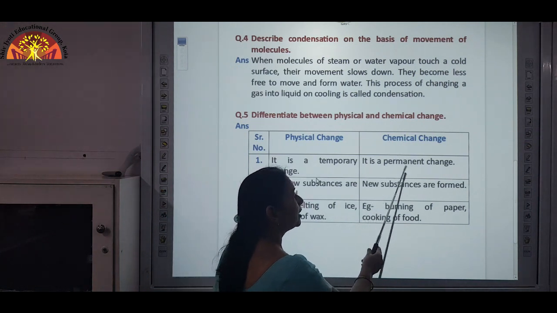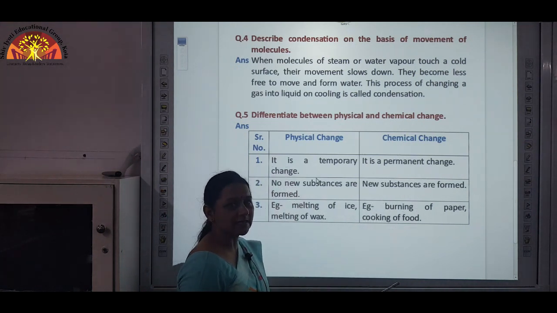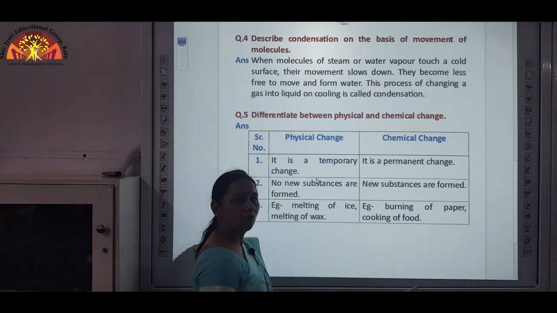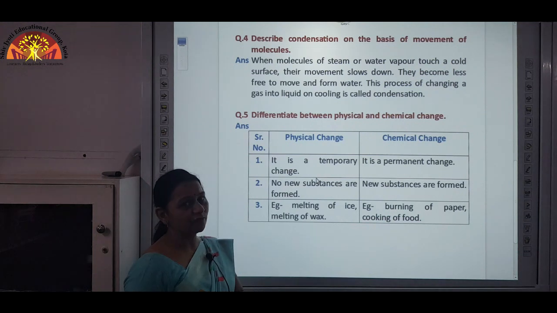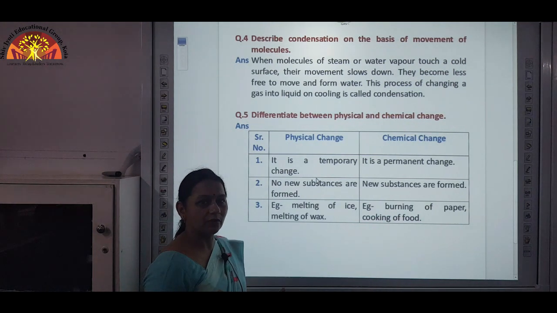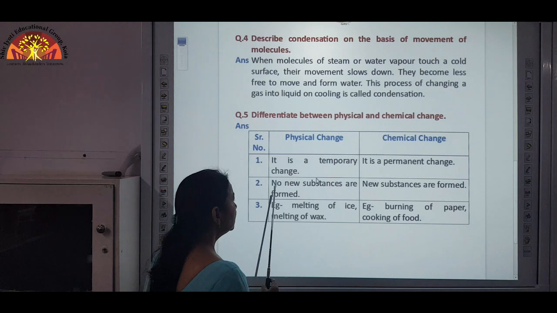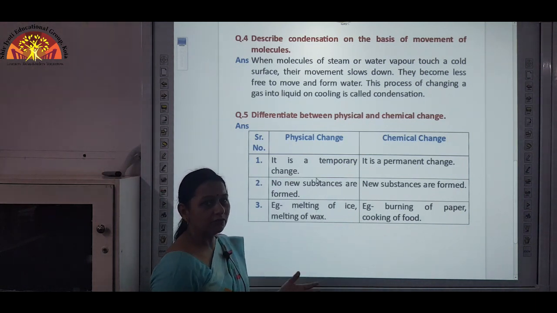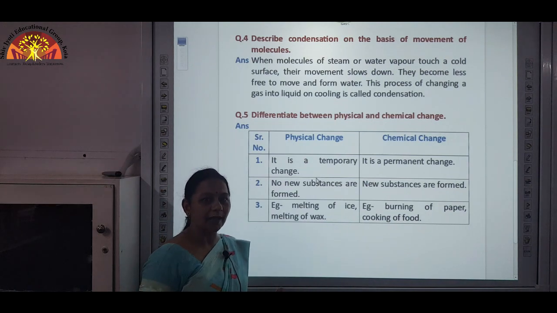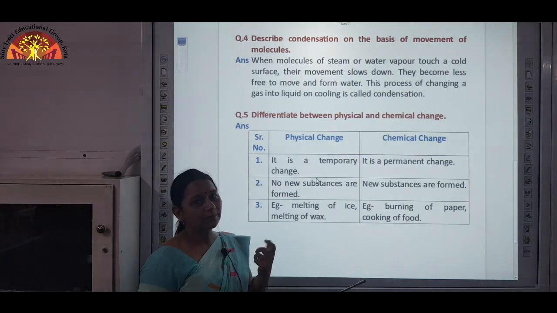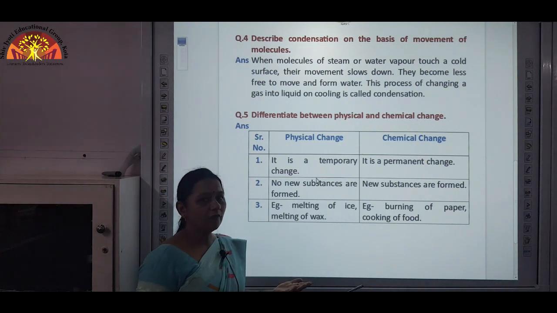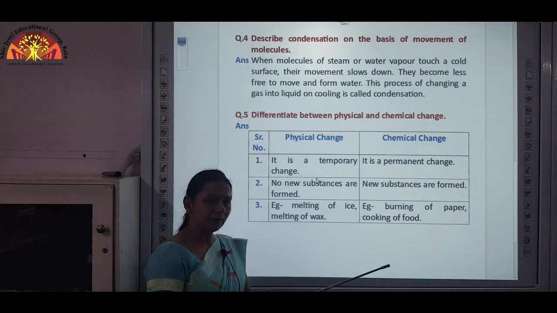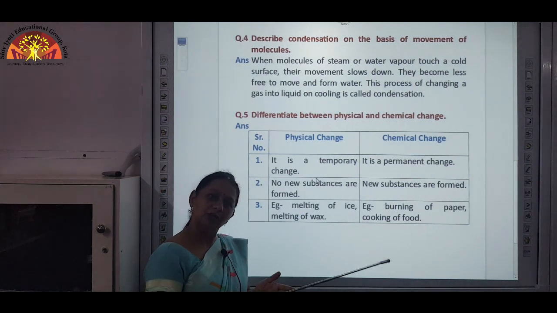Now, chemical change is a permanent change. Once the process is done, you cannot reverse the process, like in burning of wood. Once the wood is burned, you cannot get back the wood from it again. In physical change, no new substances are formed, like glowing of bulb. When you put it on, the bulb glows. Again, you can switch off the bulb, the substance remains the same. When you fold the paper, the substance remains the same when you unfold it.